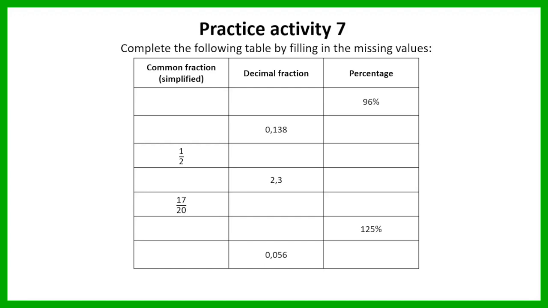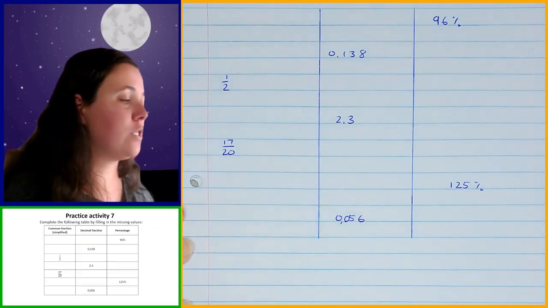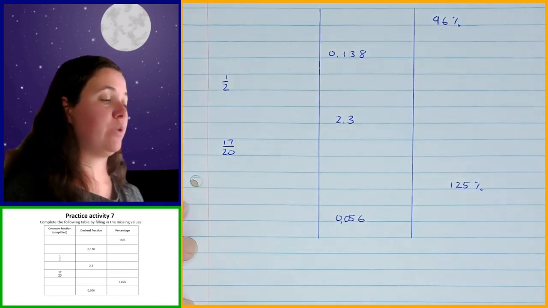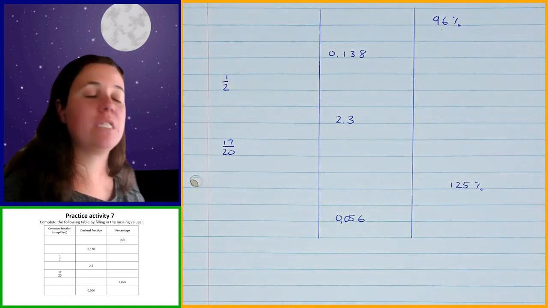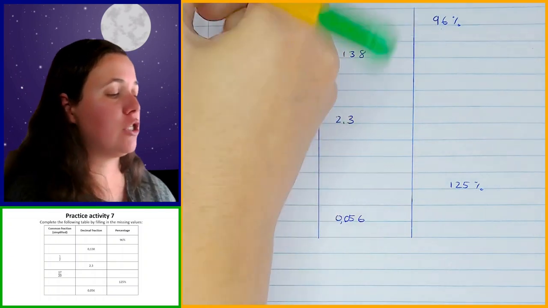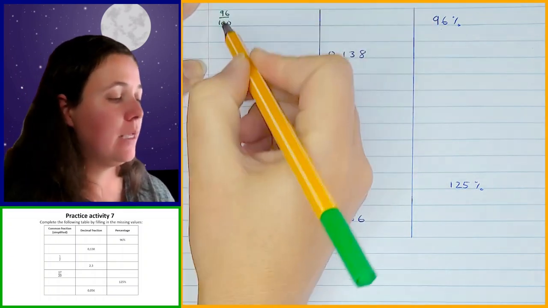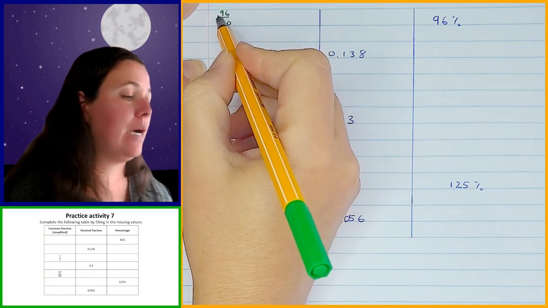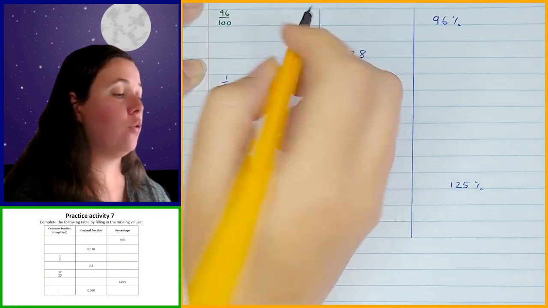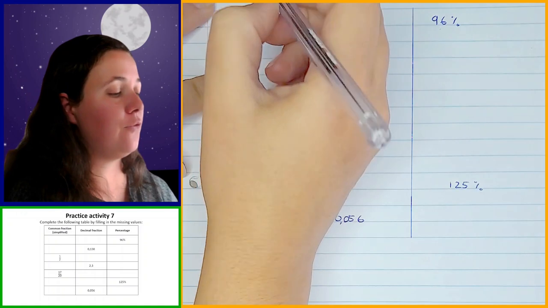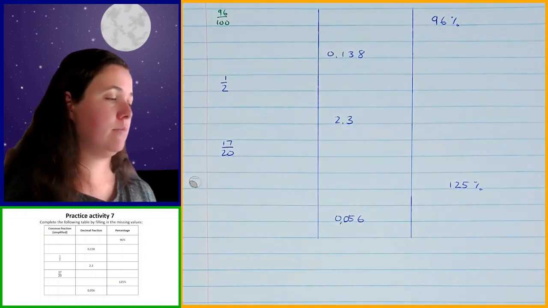Okay, so let's go through all of those. So the first one you had was 96% is what you were given. Okay, so remember when you convert a percentage to a common fraction, you just write it over 100 and then you simplify. So you've got 96 over 100. This I can simplify by dividing by 4 and dividing by 4. That's going to give me 24. Let's write this.